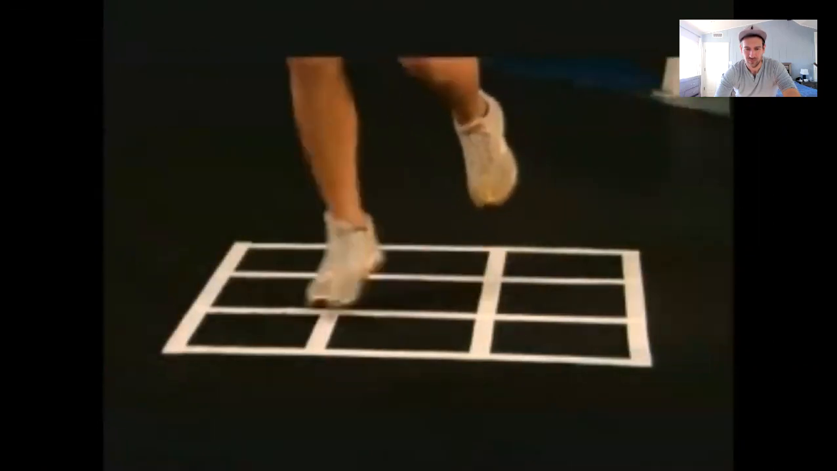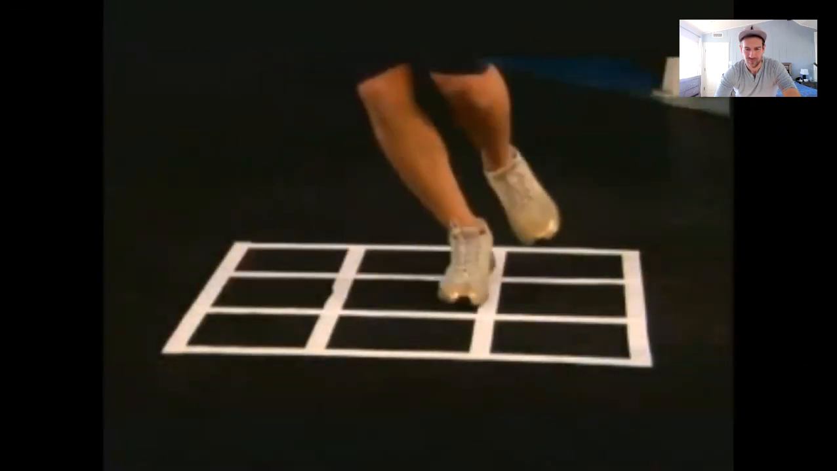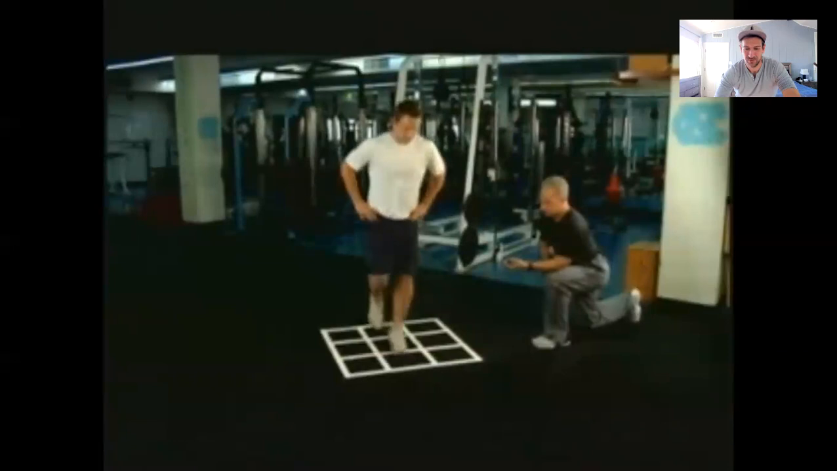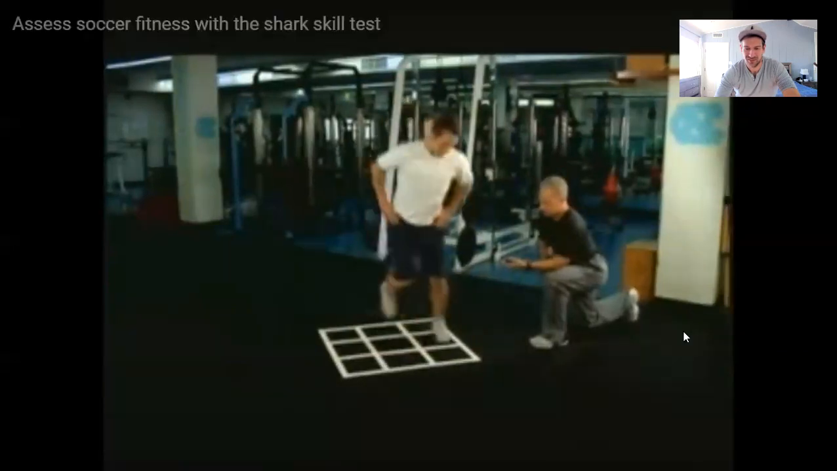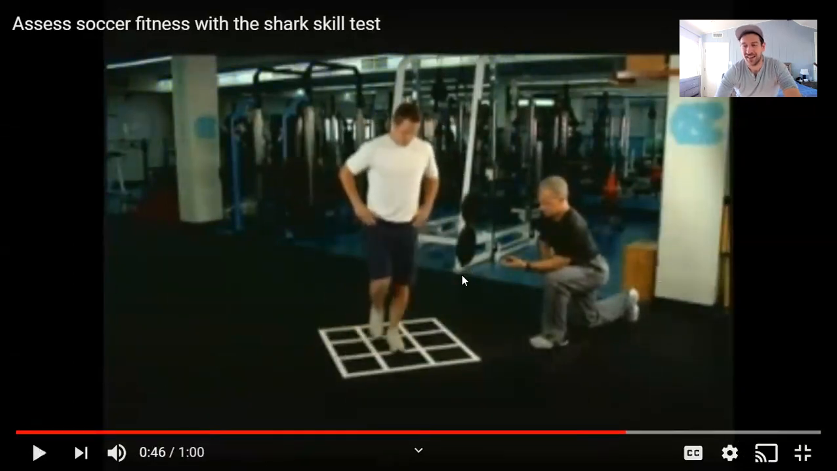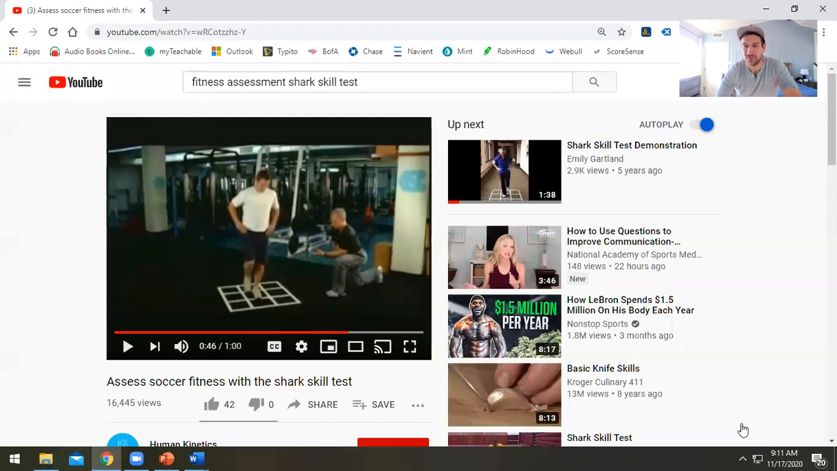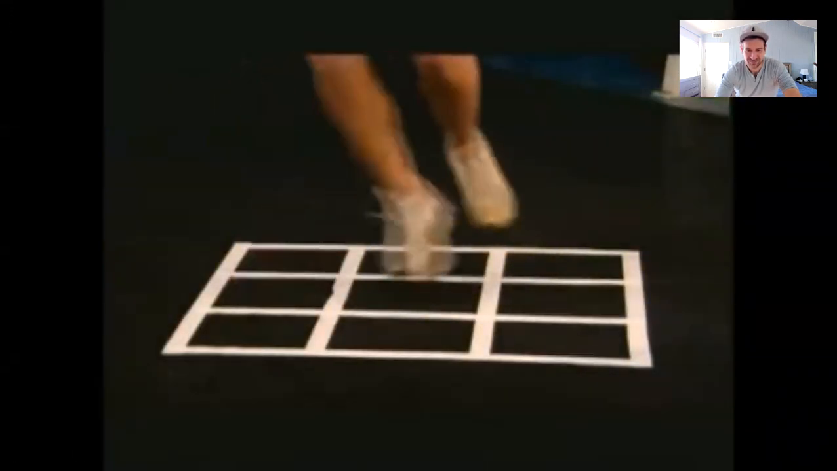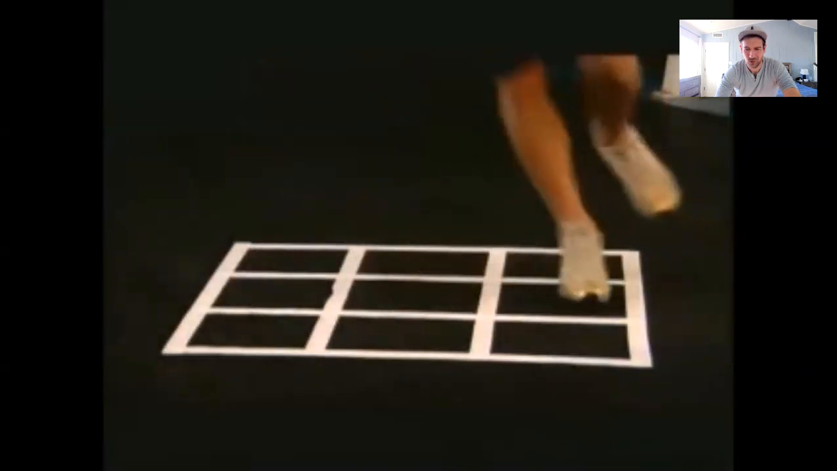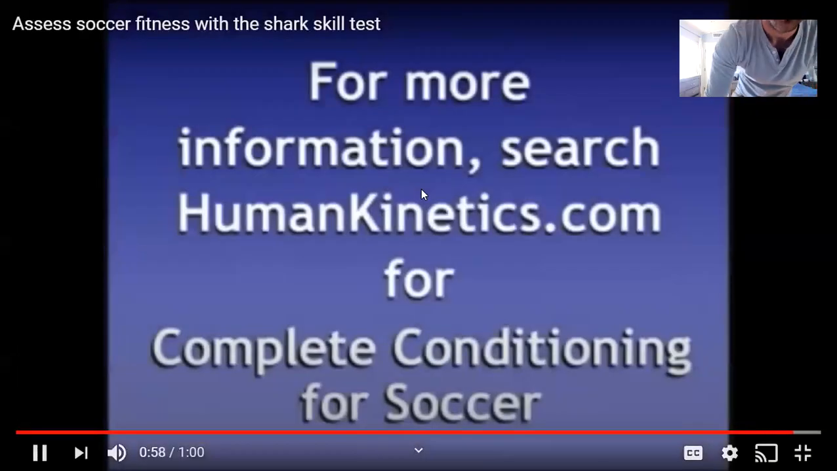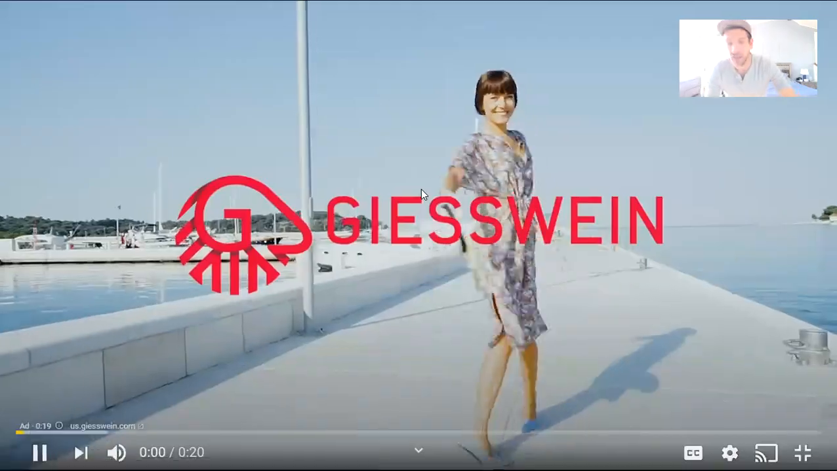Start the test with single leg hops, alternating from the center square to the other squares using a clockwise pattern. That's good mobility too. Clockwise pattern. 1/10 of a second will be deducted if you drop your hands or miss the appropriate square. So you see how he missed the box, right? So that gave him like a small penalty. Speedy.